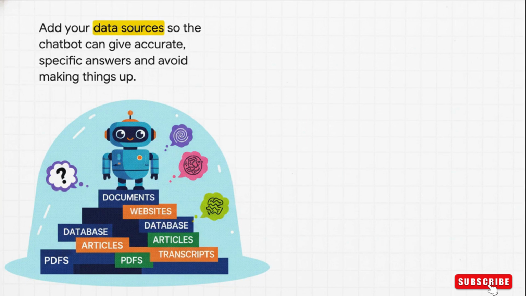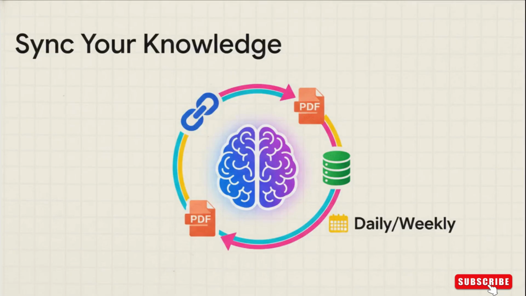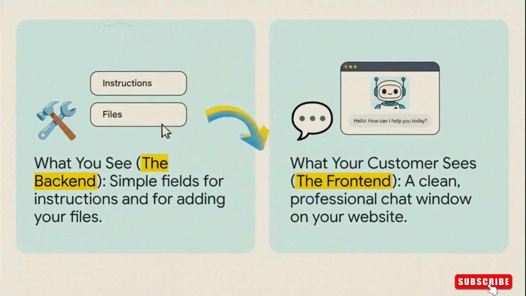Right, next up, you click over to the Knowledge tab. This part is so important. This is how you make sure your chatbot gives accurate answers that are actually about your business, so it doesn't just start making things up. You're basically grounding it in reality. You can just paste in a link to your website, upload files like PDFs, or even connect a simple database. And here's a really cool feature. You can tell it to automatically recheck that info every day or every week, so its knowledge is always fresh and up to date.